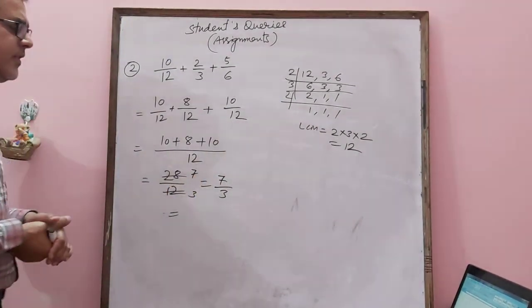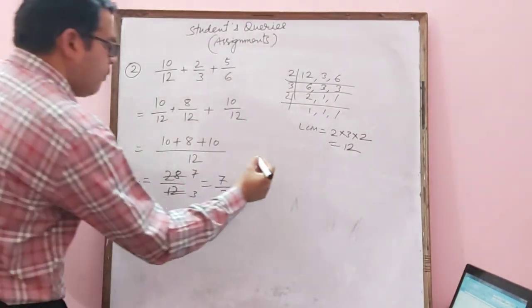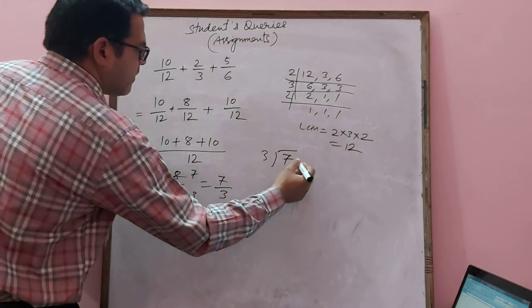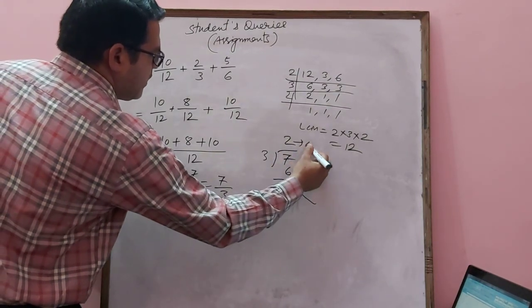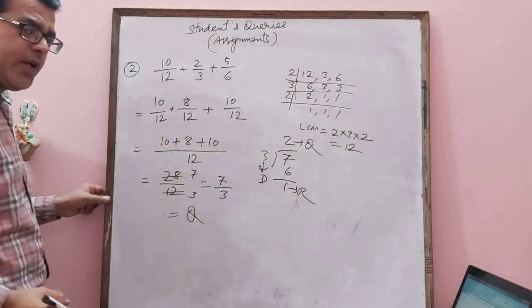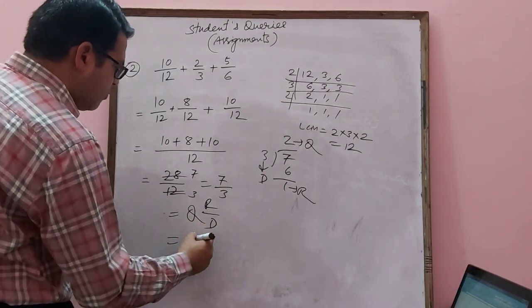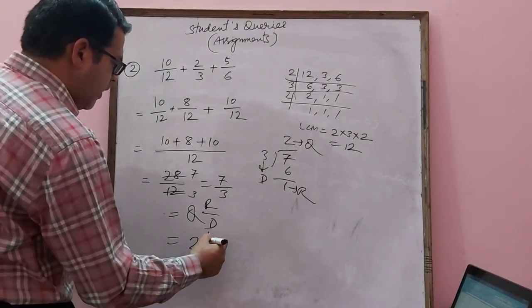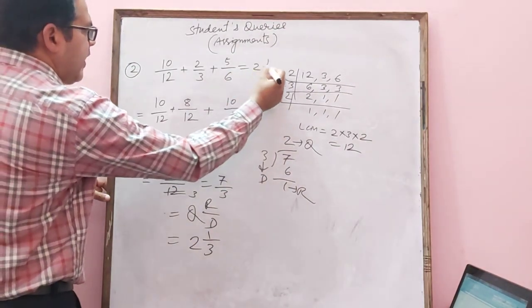Again it is unlike. So we have to convert this one into mixed. How we can convert? Like this. 3 2s are 6, 1 is remainder, this 2 is quotient and this is divisor. Rule says that quotient we can take as a whole, then remainder, then divisor. Quotient is 2, remainder is 1 and divisor is 3. So we can write it 2 whole 1 by 3.